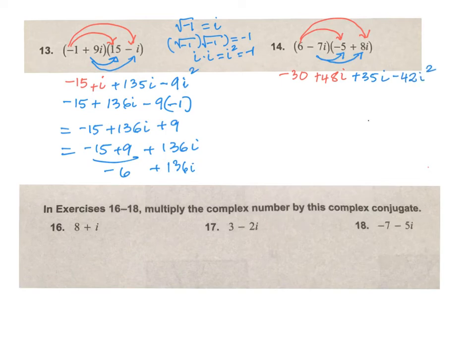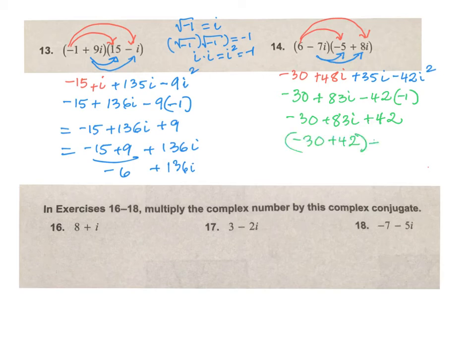To simplify, we combine similar terms. So we copy negative 30 plus 48i plus 35i is 83i, minus 42i squared, and i squared is negative 1. We have negative 30 plus 83i plus 42, and negative 30 plus 42 is the real part. The imaginary part is 83i. So our final answer is 12 plus 83i.